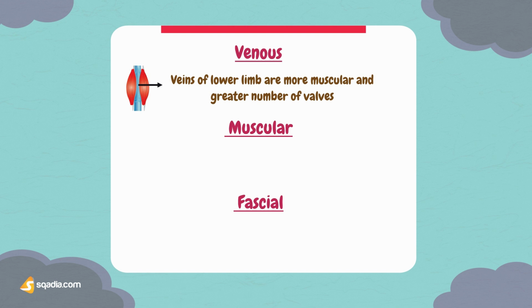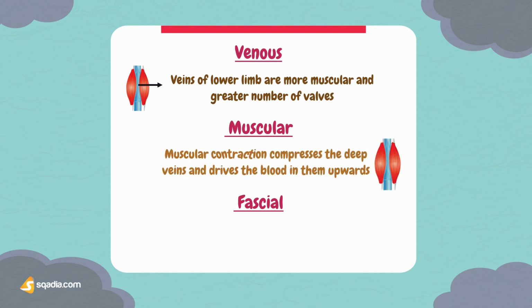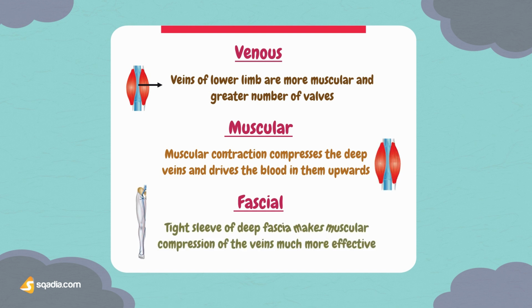Secondly, the muscular factors. When the limb is active, muscular contraction compresses the deep veins and drives the blood in them upwards. As for the fascial factor, the tight sleeve of the deep fascia makes muscular compression of the veins much more effective by limiting outward bulging of the muscles.